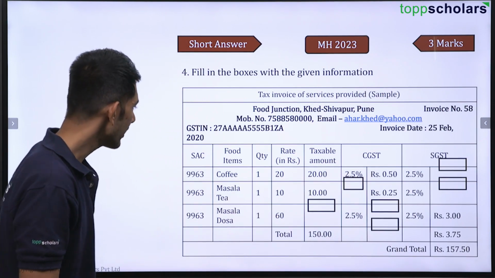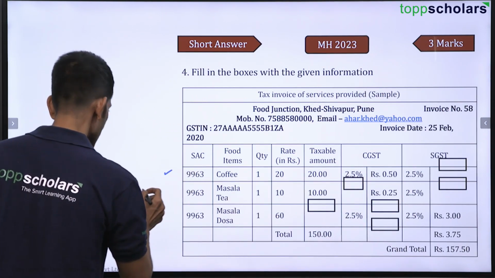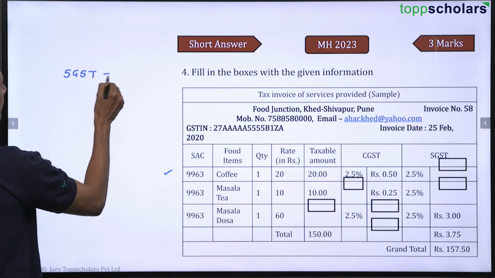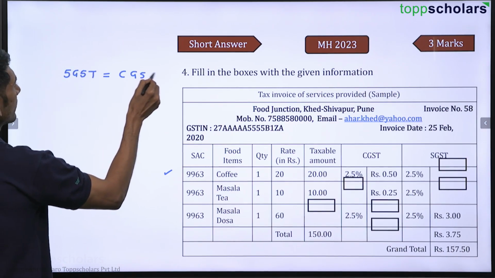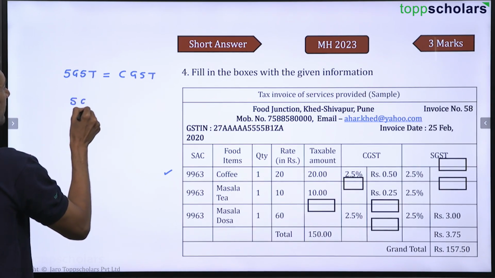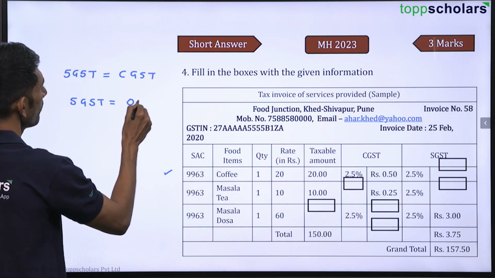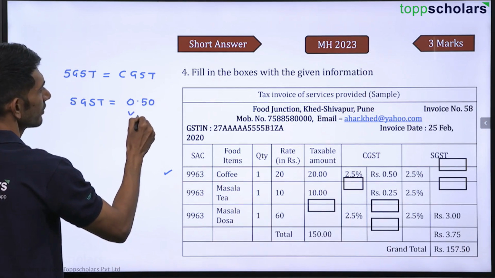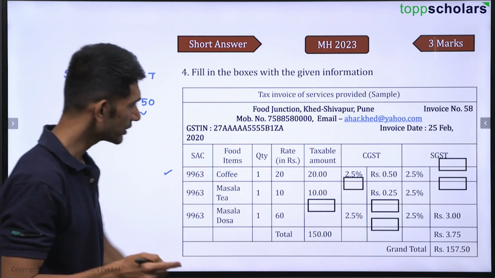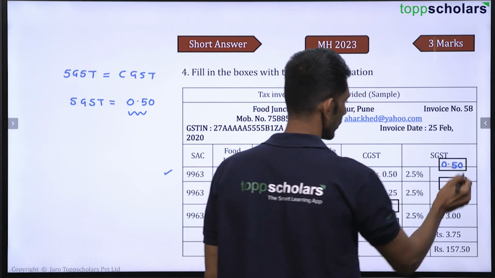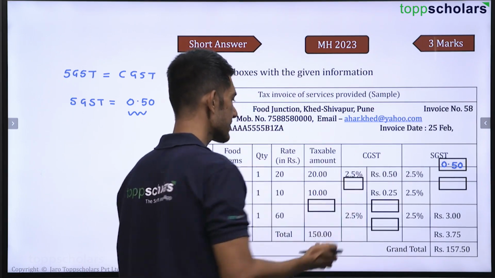So can you tell me what will be the SGST charged on coffee? SGST we know is equal to CGST. So can I say SGST is going to be 0.50 rupees. So if I see the first box, this is going to be 0.50. Same thing, no? CGST, SGST.